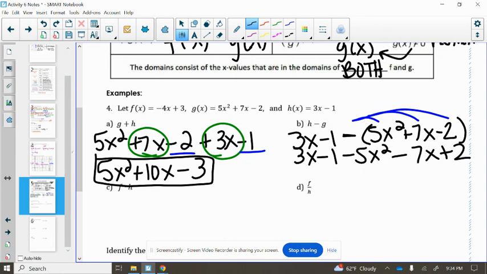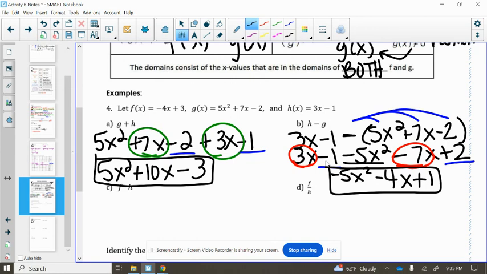And then again, we end up combining like terms. So we have negative 5x squared by itself, 3x minus 7x this time is negative 4x, and then negative 1 plus 2 is plus 1.